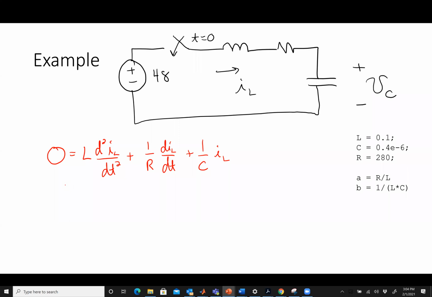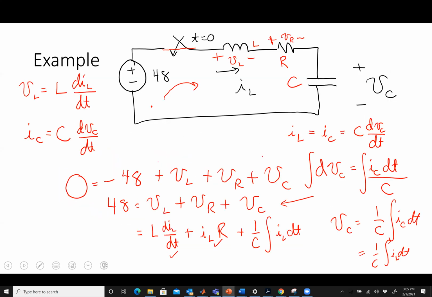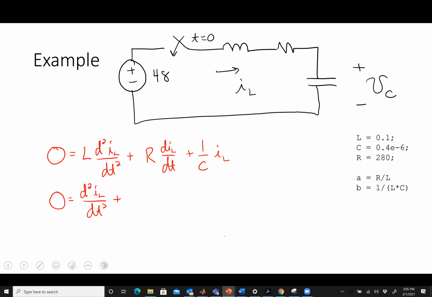Divide both sides by L, right? So I'm going to get 0 equals d squared IL by dt squared plus... everything through, what did I do? Okay, I see what I did wrong. That's an R right there. Yeah, I made a mistake when I copied over. It should have been IL times R in that middle term. So this becomes R over L dIL by dt plus 1 over LC.